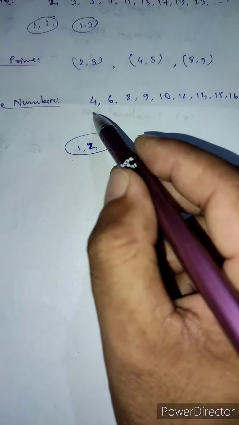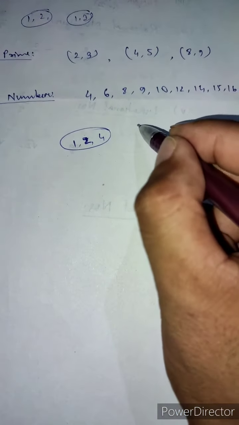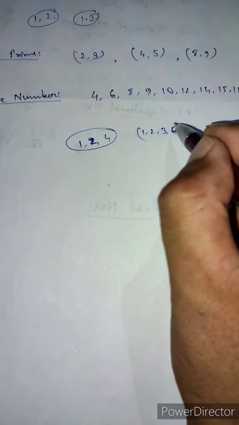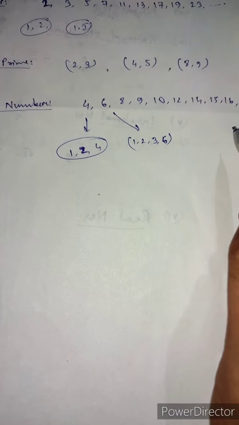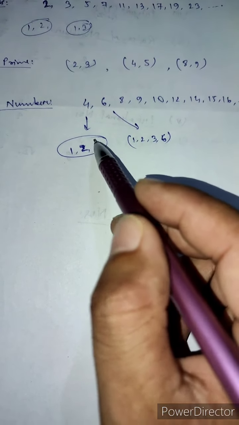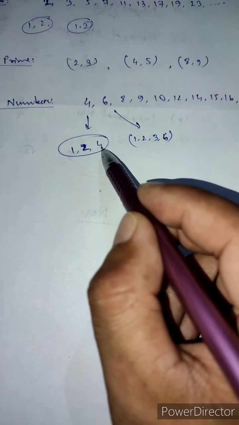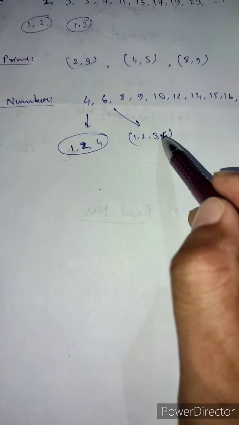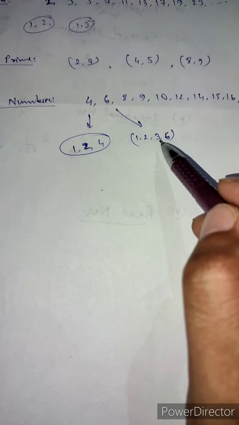By these three numbers, 4 can be divided: 1, 2 and 4. Similarly, 6 can be divided by 1, 2, 3 and 6, and similarly for other numbers you can find like this. We can explain in another way also. The numbers which have more than 2 factors: 4 has 3 factors, 1, 2 and 4; 6 has 4 factors, 1, 2, 3 and 6. The numbers which have more than 2 factors are called composite numbers.